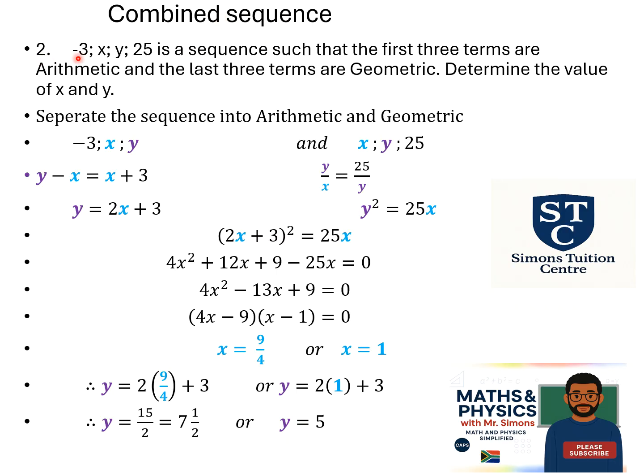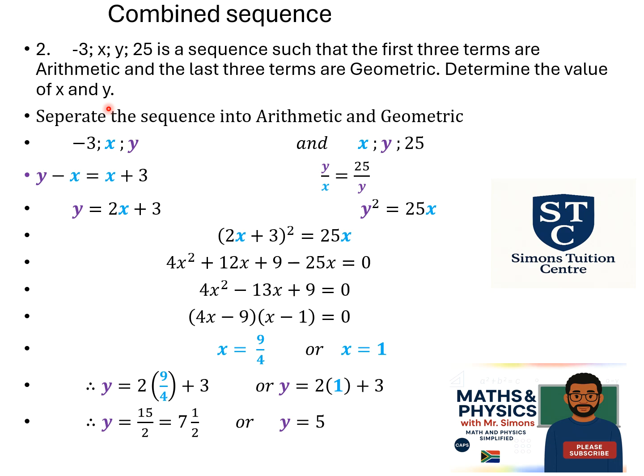Now we say minus 3, x, y, and 25 is a sequence such that the first three terms are arithmetic. So minus 3, x, y is arithmetic. The last three terms are geometric. x, y, and 25 is geometric. Determine the value of x and y.